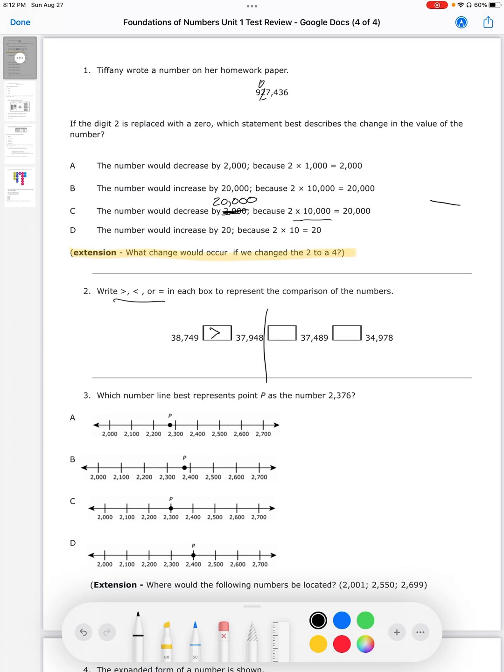Kids have learned that this is an alligator that likes to eat the bigger number, and that is my very best alligator drawing, and that is why I'm not your art teacher. There you go. It likes to eat the bigger number.